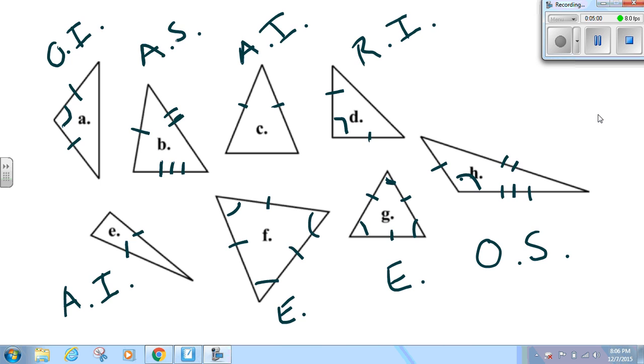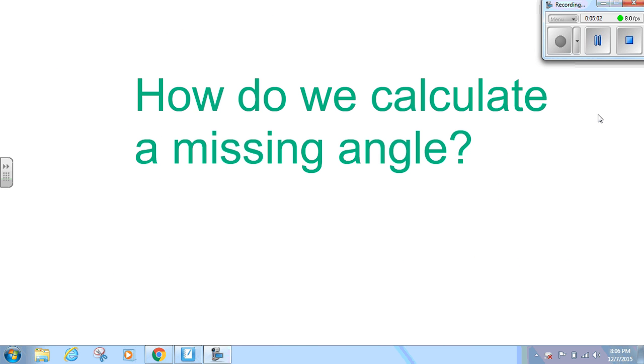Okay, so now we want to figure out how do we calculate a missing angle within a triangle. Well, we know that all three angles of a triangle always add up to 180 degrees.